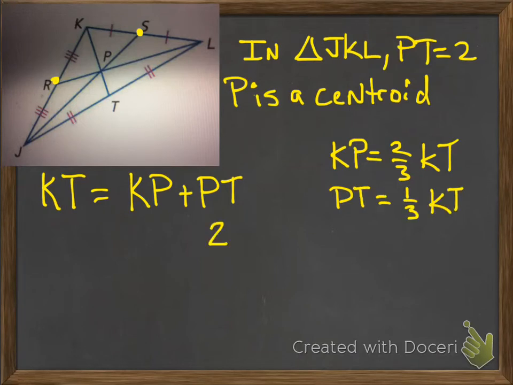Okay, so if I know this, notice here that 2/3 is double 1/3. So if PT is 2, then KP has to be 4. Kind of a simple thing to understand there. It shouldn't be too hard.